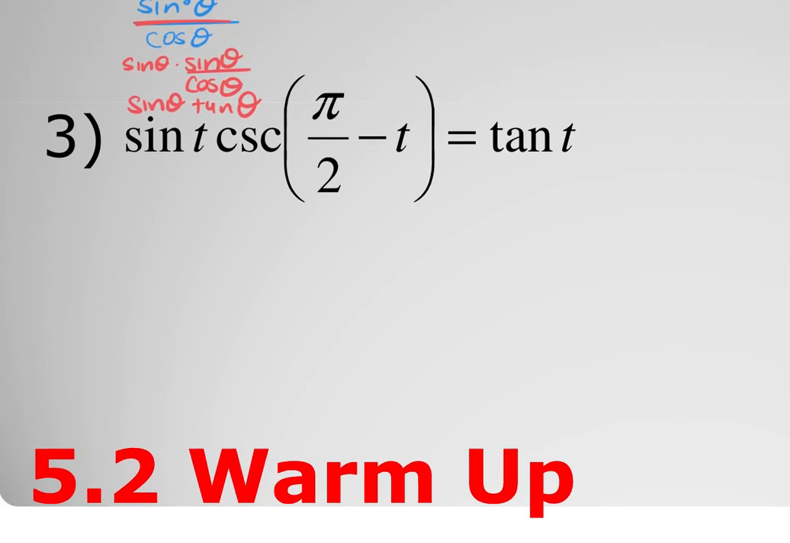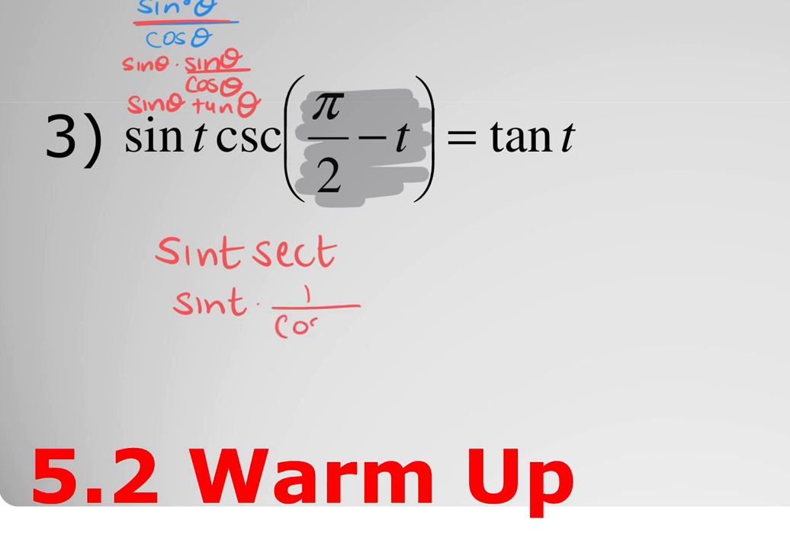3 is the first time we had one with a cofunction, right? Again, I think people are scared of them, but to me, they're so easy to spot. What if it's cosecant of pi over 2 minus t, what is this equivalent to? Secant, so I can write that as sine t times secant t. I'll write it every time, but then, okay, go from here to what? What's secant? 1 over cosine. And then this is sine over cosine, and that's tangent.